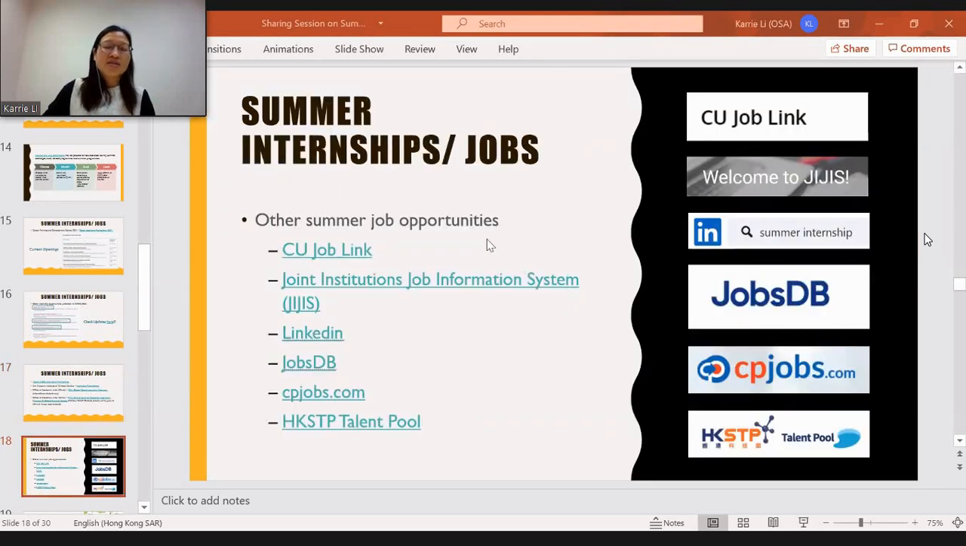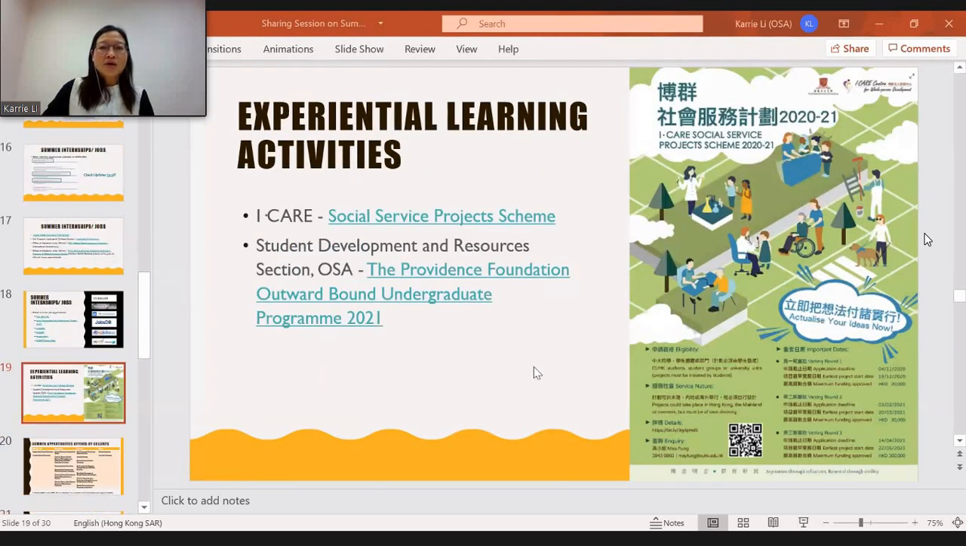Okay, here are some of the other platforms where you can look for summer jobs or summer internships. The CU job link only works for our CU Hong Kong students, okay? GIGIS, which Sachiko has mentioned, is a platform for all the university students of Hong Kong to look for jobs. And you can also use other platforms like LinkedIn, JobsDB, CP Jobs, or the Hong Kong Science Park, which may be more relevant for engineering students. Go to their websites and check for internships, and then you may be able to get some opportunities that you want, okay?